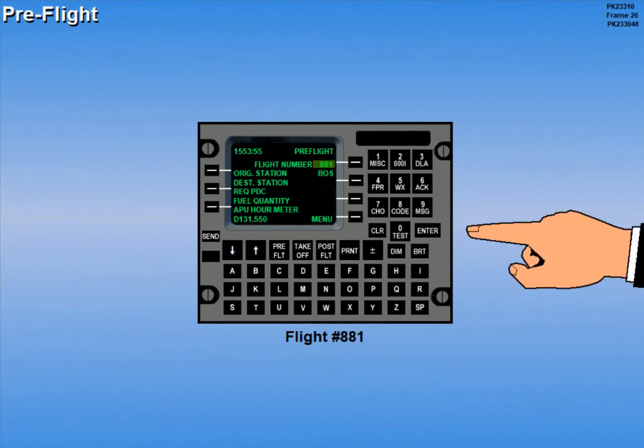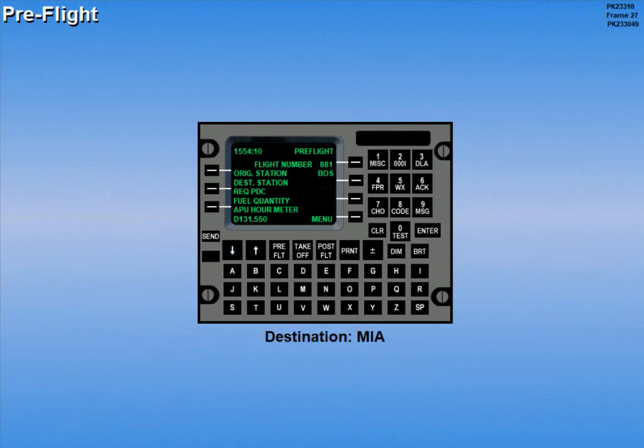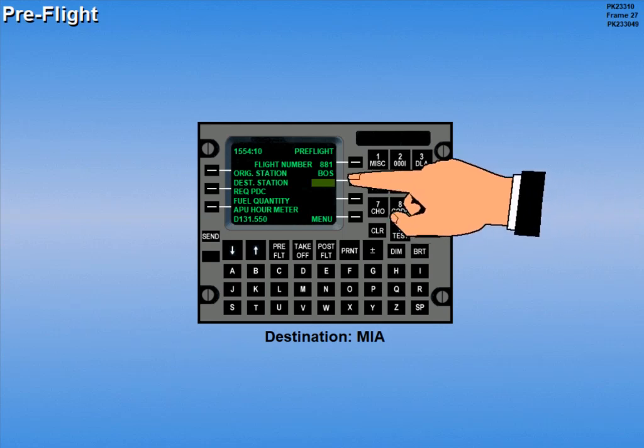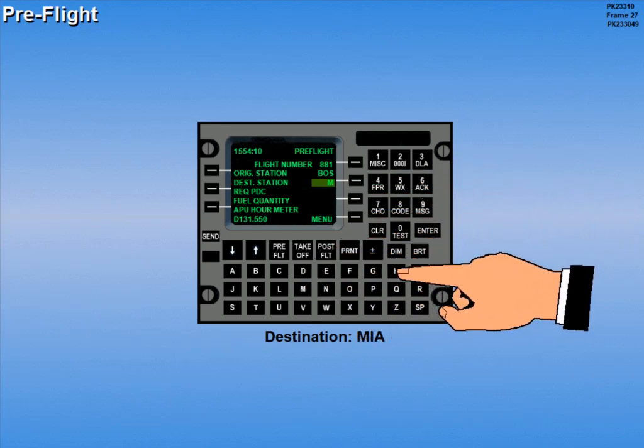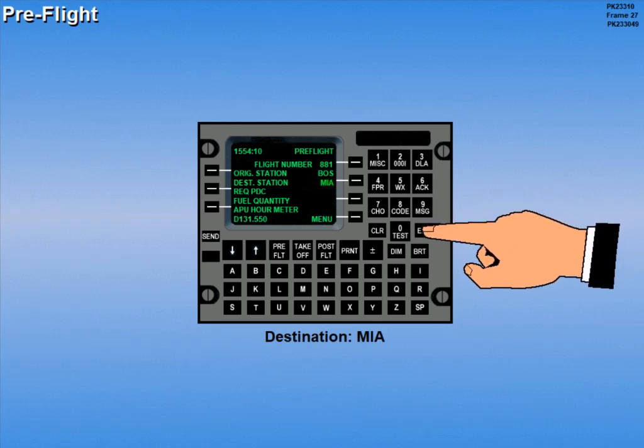When the flight number is correct on the display, select the Enter key. Select the Destination Line Select key and enter the destination, in this case MIA. Notice that you do not enter the ICAO abbreviations in ACARS. When the identifier is entered, select the Enter key.